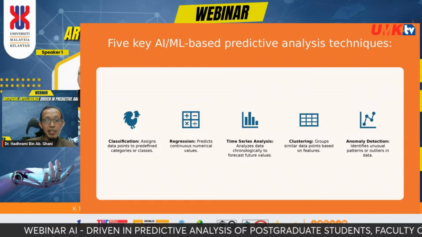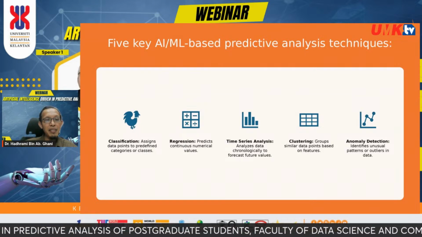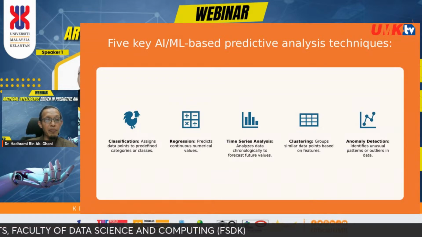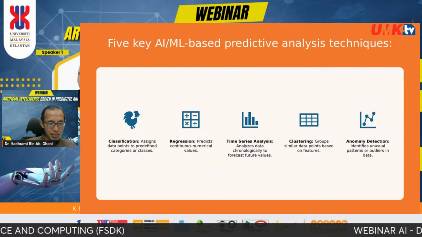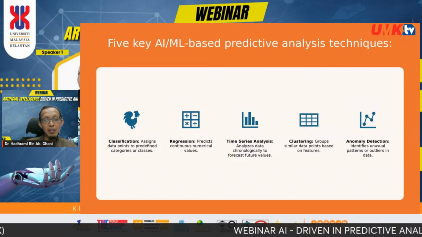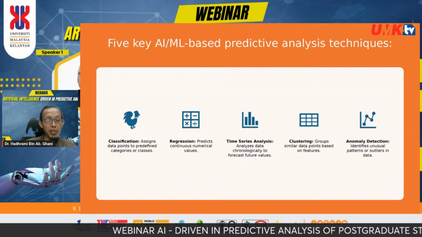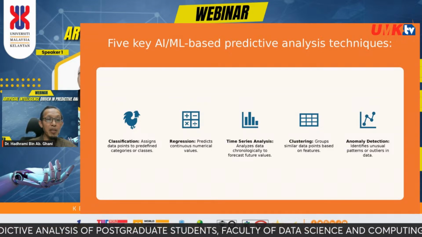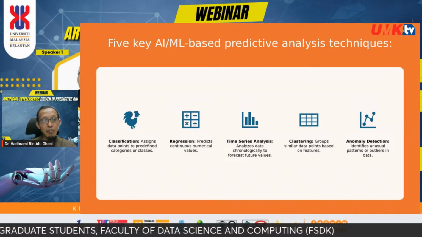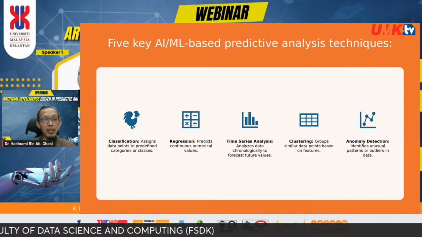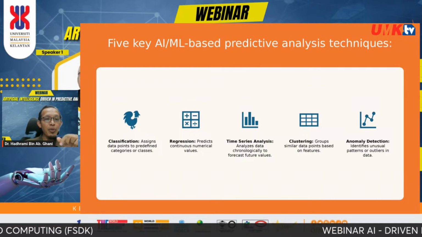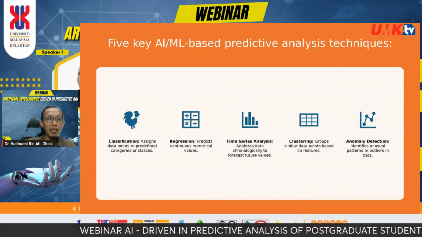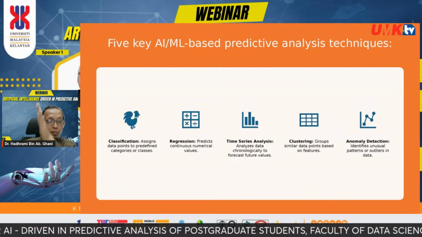Other examples like classification and regression are supervised learning, meaning we already know the label or the target of the data. For example, Cikgu Hanafi has mentioned how we can implement predictive analysis in the education sector. We have some data on students' performance, which most likely can be prepared as labeled data. We can choose some of the features, especially the results of the students, whether the students fail or pass. That can be the label of the data.